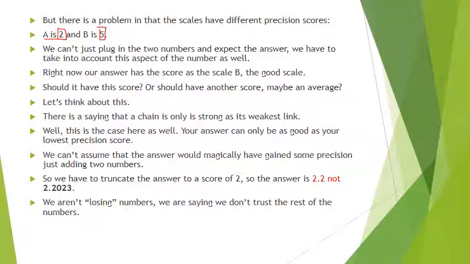So when you plug it in your calculator, it just comes up with that number, but your calculator's dumb. It doesn't know the scoring. So right now, the answer has the same score as scale B, 2.2023, okay? It's a good scale. Well, should it have this score? Should it have a score of 5? Or should it have another score, or maybe an average of the two scores? Or should it have the score of the low one? Well, let's think about this, okay?